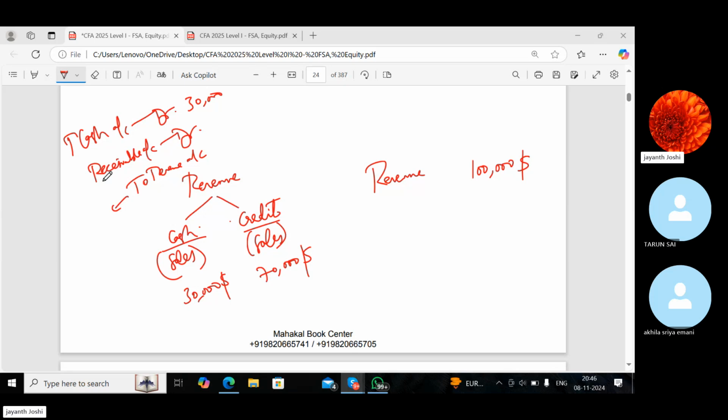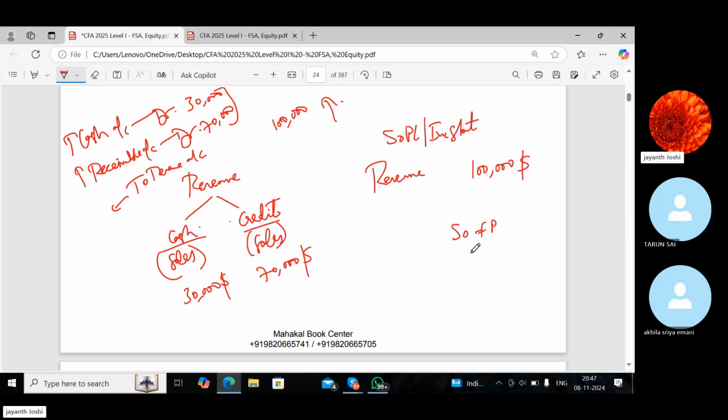And again, in case of credit revenue, one more asset is increasing, that is receivables, and also your revenue is increasing by 70. So these two we put in debit and we put this in credit. So your revenue has increased by 100,000. We put it in the income statement, SOPL or income statement, whatever you want, you can write. And these two assets are increasing simultaneously. So when you make the SOFP, statement of financial position, this is the asset side, and then liabilities and equity. You put cash 30, you put receivables 70. This is the treatment.